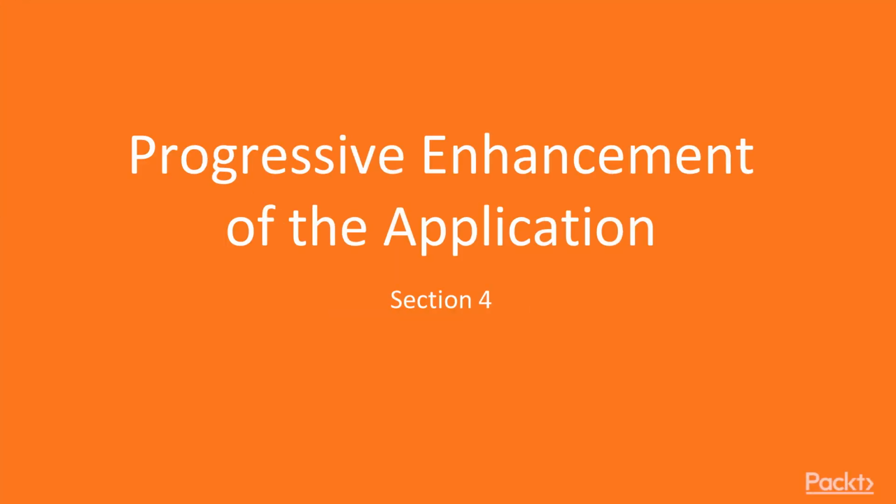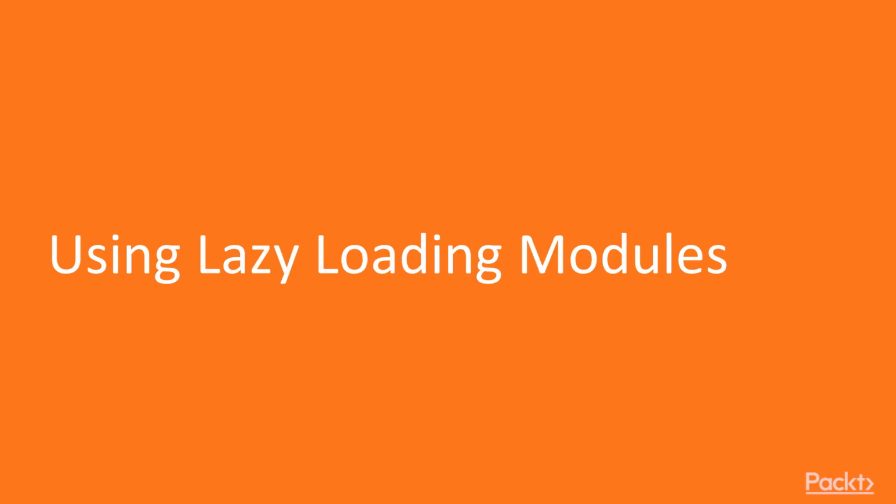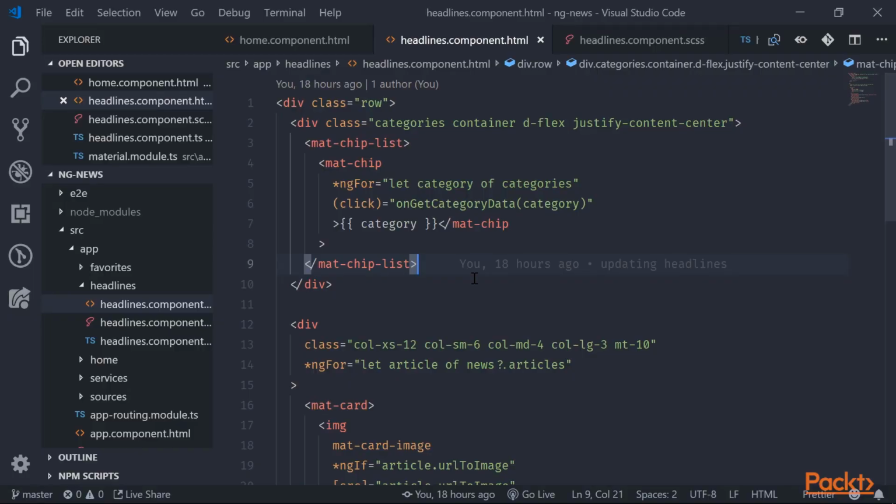In this section, we will take a look at how we can further enhance our application by adding some additional features. So we will start by looking at how we can lazy load modules in our application so that we are only loading the part of our application that we need to interact with. So currently we are inside our editor, and here we will see how we can convert our headlines component or page to a lazy loading module.